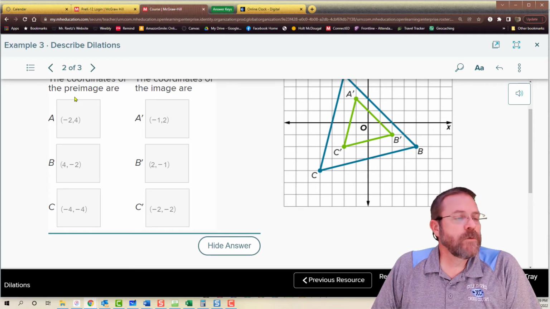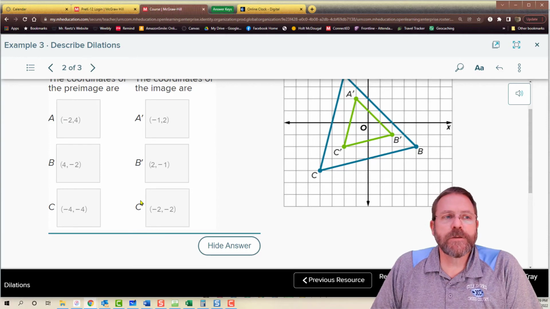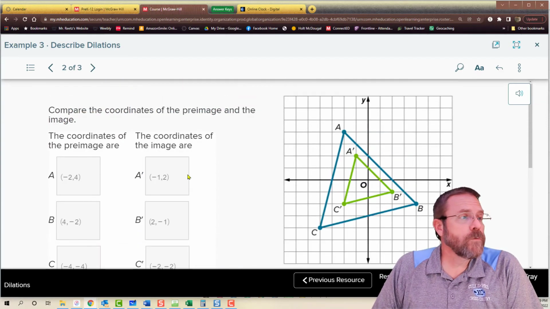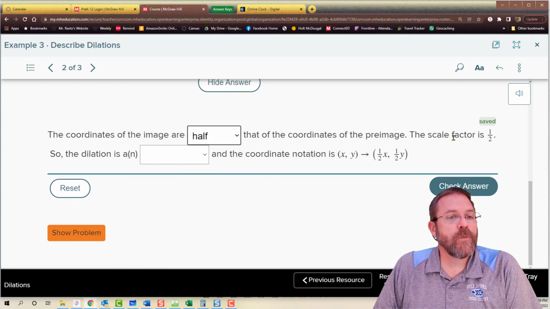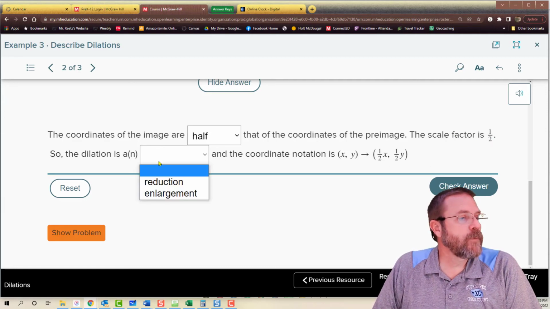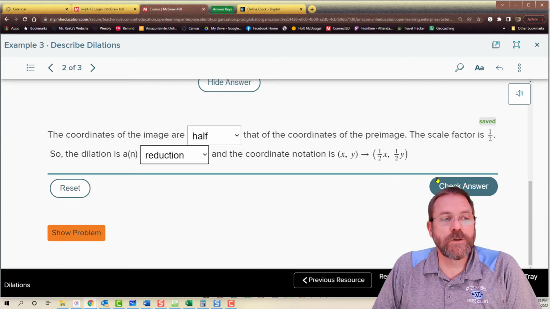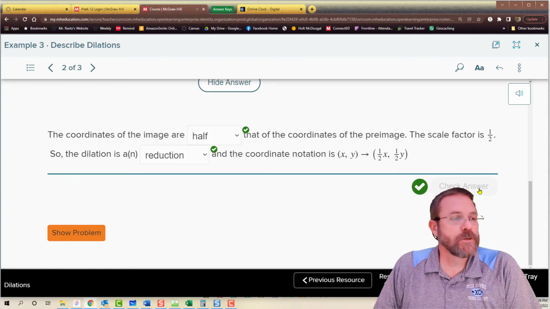So what did they do to the pre-image to get to the image? They divided each one of those numbers by 2, also known as multiplying it by 1/2. So the coordinates of the image are half the coordinates of the pre-image. Therefore, your scale factor is going to be 1/2, and the dilation is going to be a reduction, with the coordinate notation becoming 1/2 x, 1/2 y. Check our answers. Everything checks.